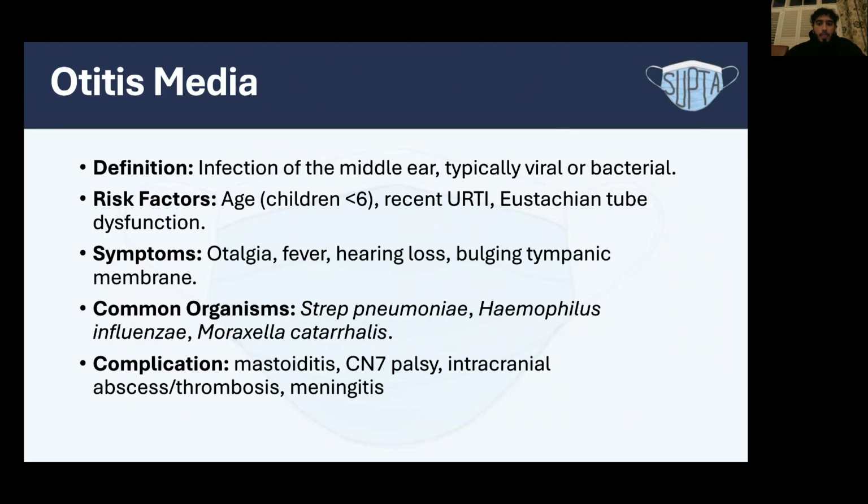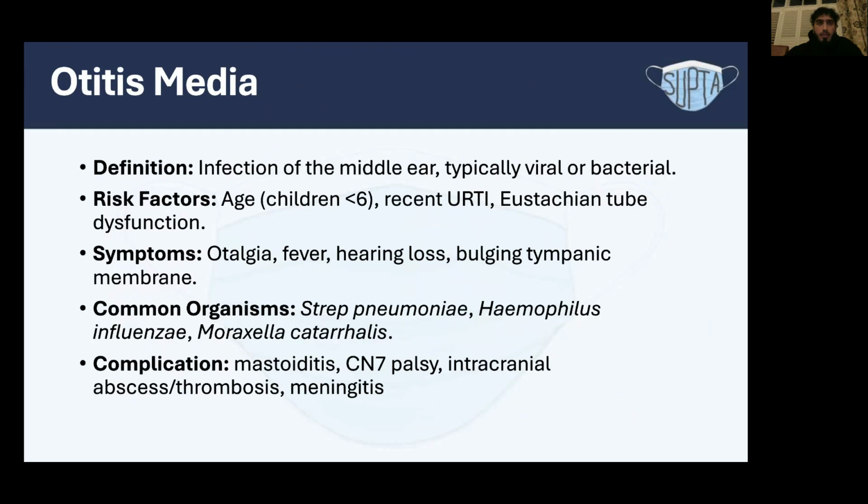The patient will present to you with otalgia or ear pain, fever, hearing loss, and a bulging tympanic membrane, because there's so much stuff within the middle ear that is pushing out the tympanic membrane. What can happen is, again, as a natural progression, if this doesn't resolve itself, the pressure will build up and build up and build up, and it can perforate the tympanic membrane.